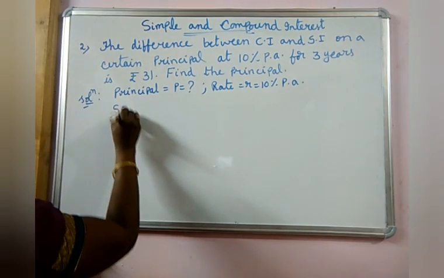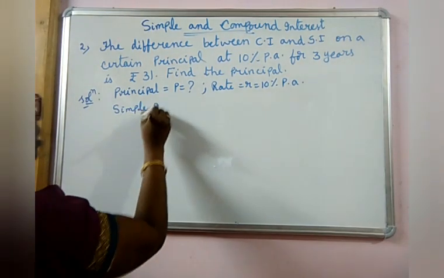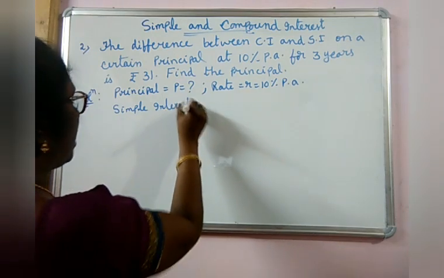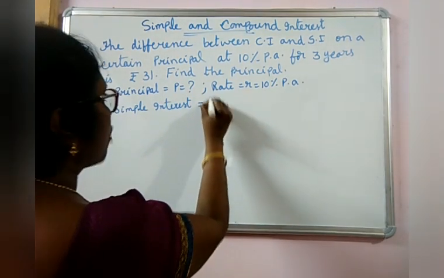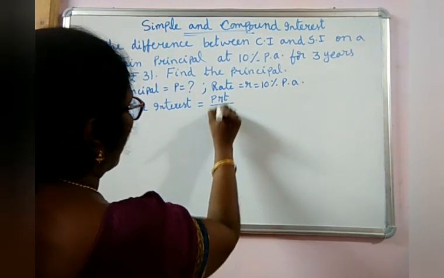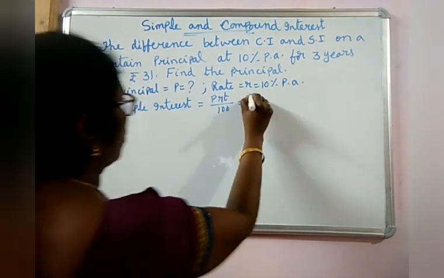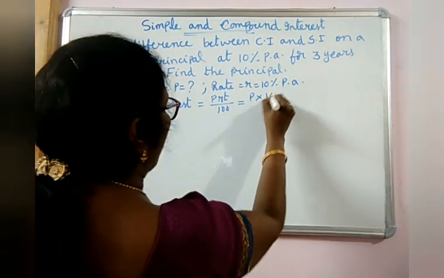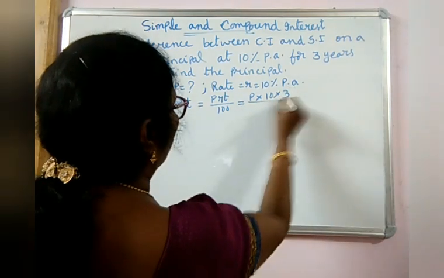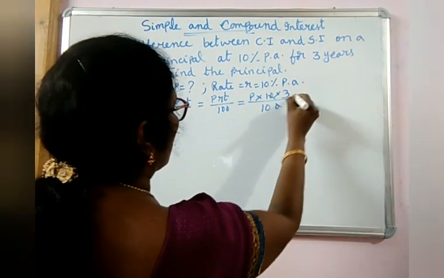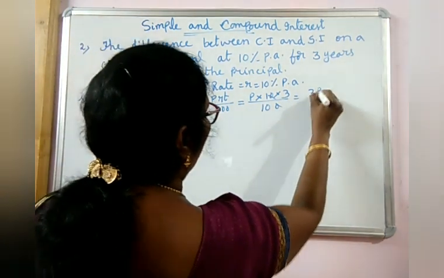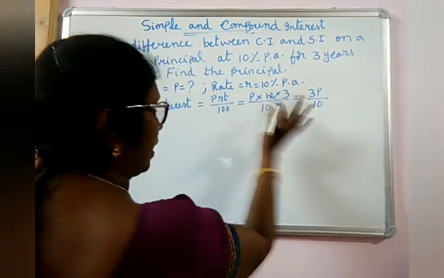Let us find simple interest first. Simple interest, in short SI, is PRT by 100 formula. Always write the formula and then substitute, it will be good. P, R is 10, time is 3, by 100. The zeros cancel. 3P by 10 is the simple interest.